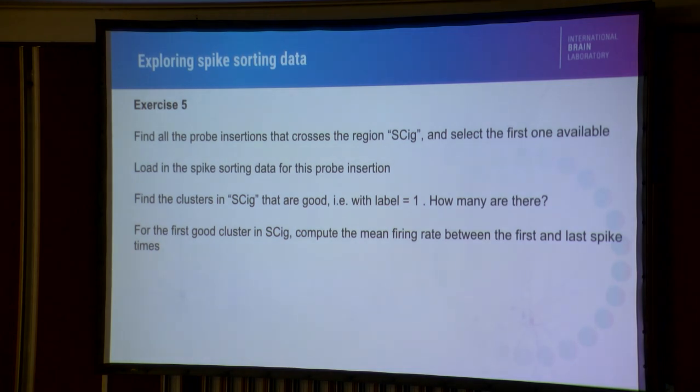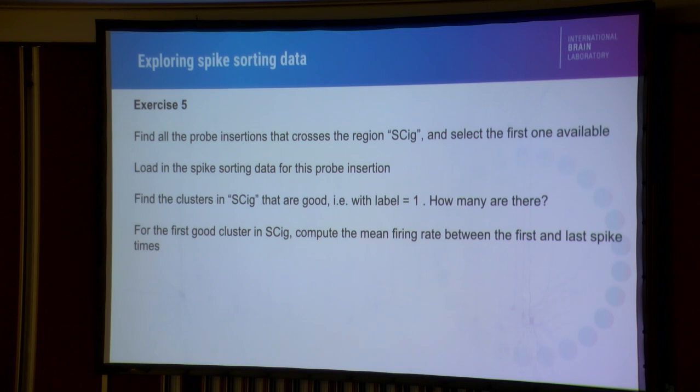All right, now we have a very similar exercise for you. We want you to find all of the probe insertions that cross the region SCIG and select the first insertion available as your PID. Then you should load in the spike sorting data for this probe insertion, find the clusters that are in SCIG, and find the good clusters in SCIG, with label = 1, and count how many there are. Then you'll take the first good cluster in SCIG and compute the mean firing rate between the first and the last spike time of that cluster.